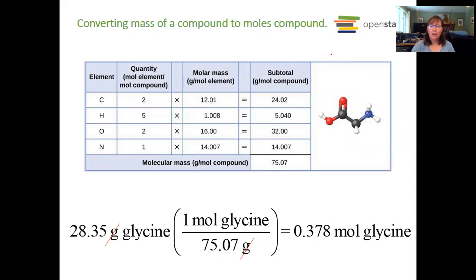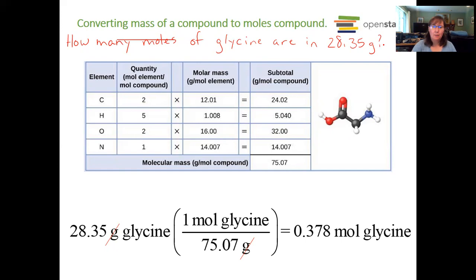Okay, so now let's take a look at something a little bit more complicated. Here it asks us to convert from mass of a compound to moles of a compound. And as I'm looking at the slide, I'm realizing that it looks a little bit incomplete. So what it should say here is, how many moles of glycine are in 28.35 grams? Okay, there we go.